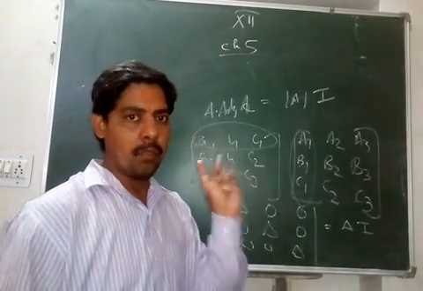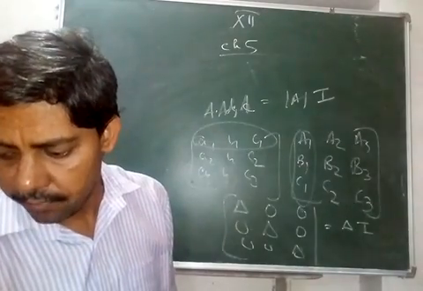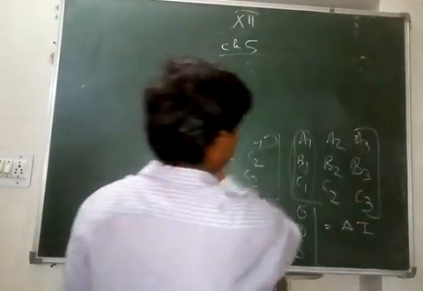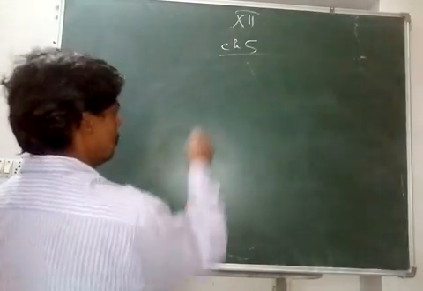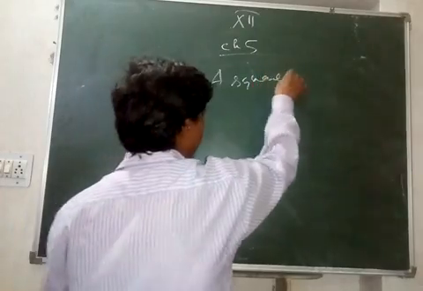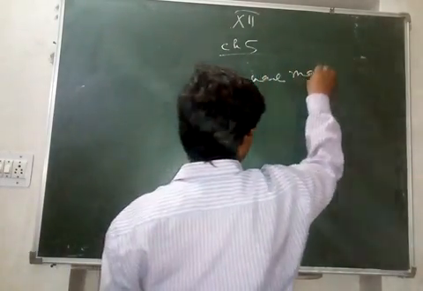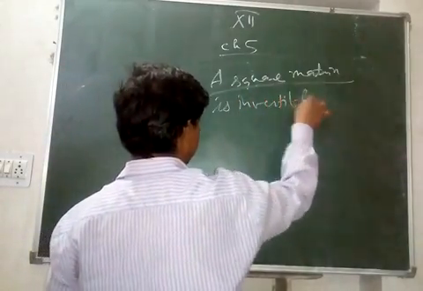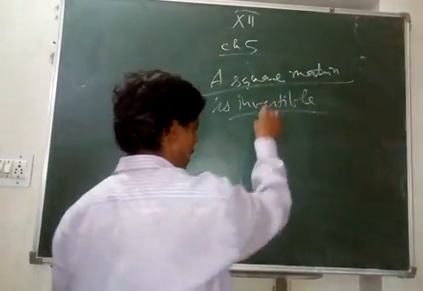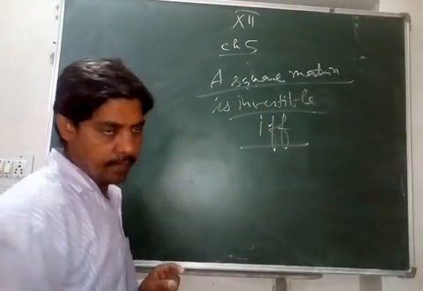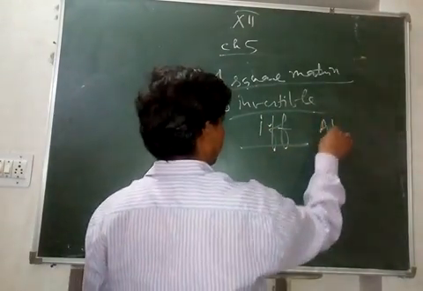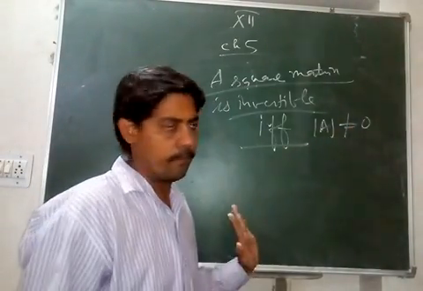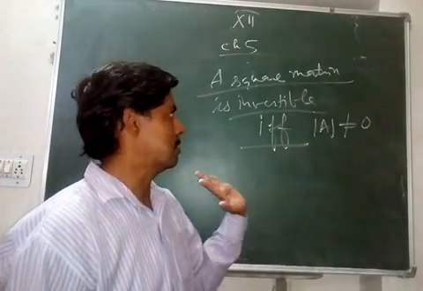And now the second theorem I am telling you: a square matrix is invertible if and only if A is non-singular. Invertible means it has an inverse. If and only if its determinant is not equal to 0, then only we can make the inverse. That is, it is non-singular. If it is singular, we cannot get the inverse.